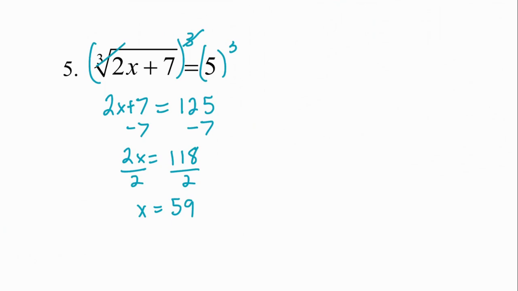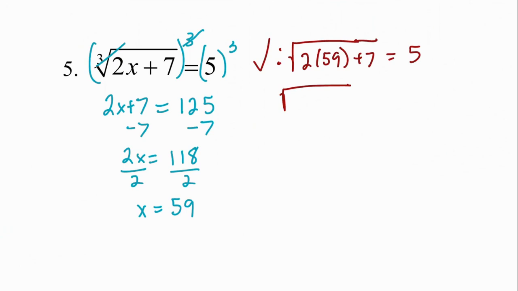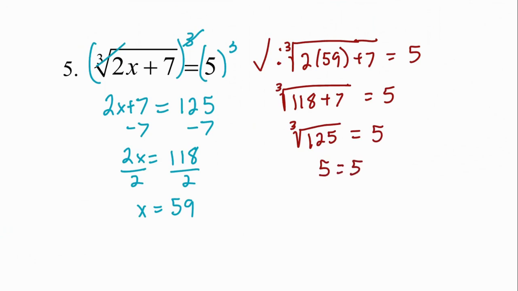Okay, and then again, I do want to still check it. So the cube root of 2 times 59 plus 7 should equal 5. 2 times 59 is going to be 118 plus 7. 118 plus 7 is 125. I'm sorry, this is a cube root. Drop that. Got to be careful there. And the cube root of 125 is 5. So we are good here.